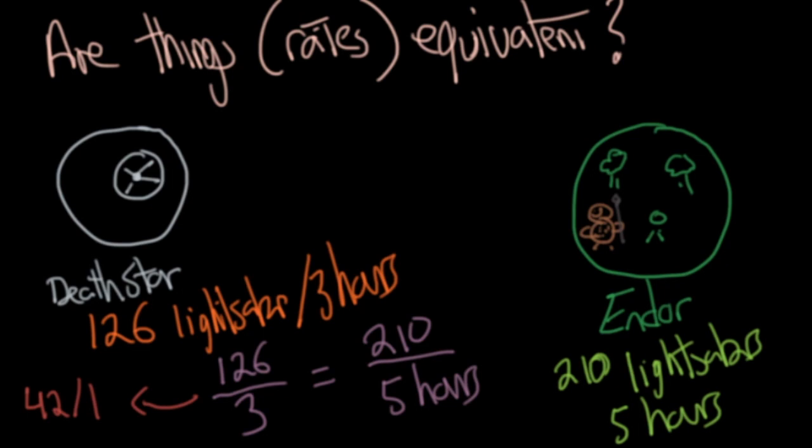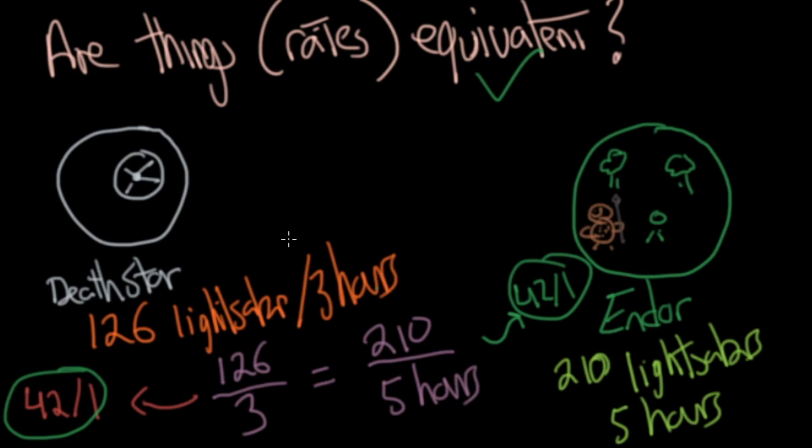Whereas on Endor, they have the Ewoks working. If you calculated that, they also do 42 in 1 hour. So the unit rates were the same. So these rates are equivalent. Yes, they are equivalent. But there's another way that kids love more.